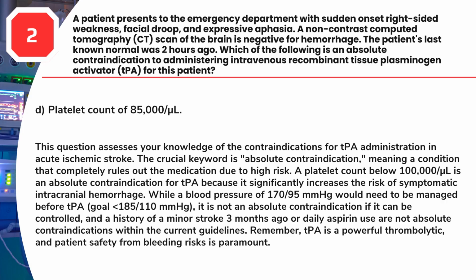While a blood pressure of 170/95 mmHg would need to be managed before TPA, goal 185/110 mmHg, it is not an absolute contraindication if it can be controlled, and a history of a minor stroke 3 months ago or daily aspirin use are not absolute contraindications within the current guidelines. Remember, TPA is a powerful thrombolytic, and patient safety from bleeding risks is paramount.